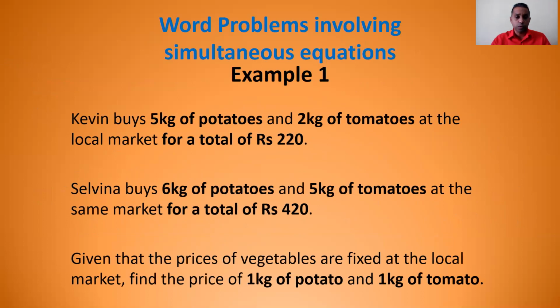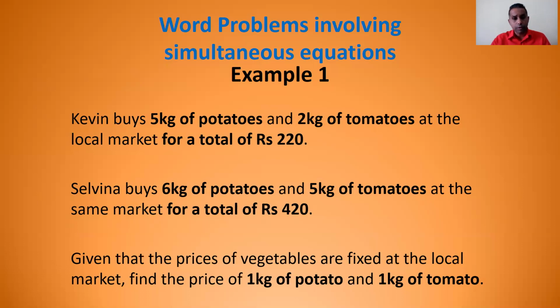Kevin buys 5 kilograms of potatoes and 2 kilograms of tomatoes at the local market for a total of 220 rupees. Selvina buys 6 kilograms of potatoes and 5 kilograms of tomatoes at the same market for a total of 420 rupees. Given that the prices of vegetables are fixed at the local market, find the price of 1 kilogram of potato and 1 kilogram of tomato.